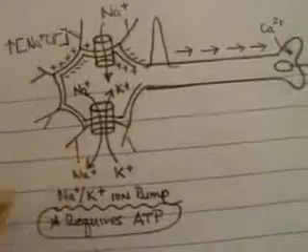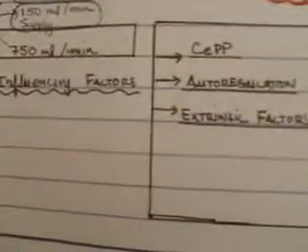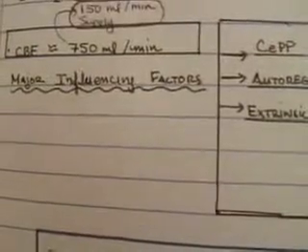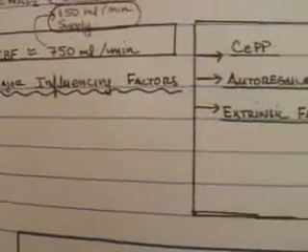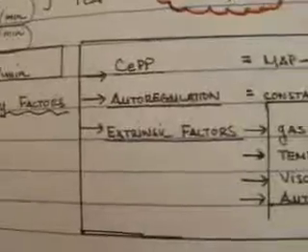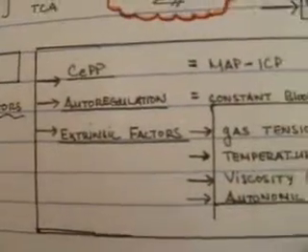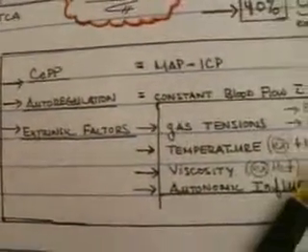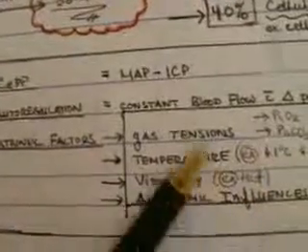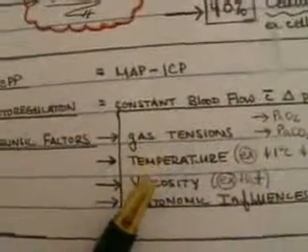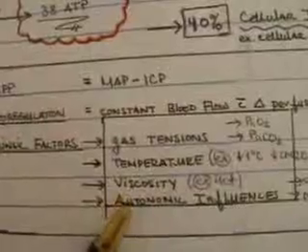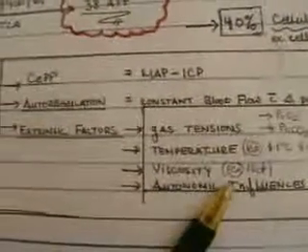So in the next lecture, we'll focus on the major factors that govern cerebral blood flow. The major influencing factors of cerebral blood flow, which we'll talk about, are the cerebral perfusion pressure, autoregulation, and certain extrinsic factors such as gas tensions, temperature, viscosity, and autonomic influences of the body that regulate cerebral blood flow.